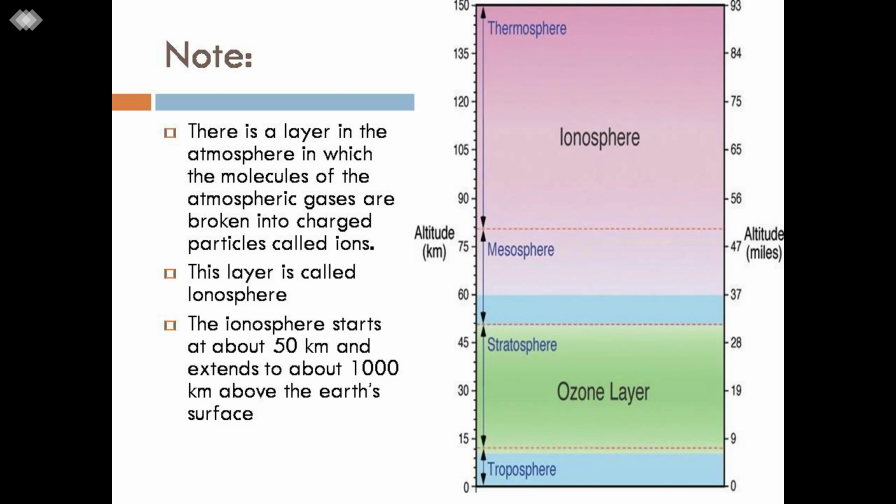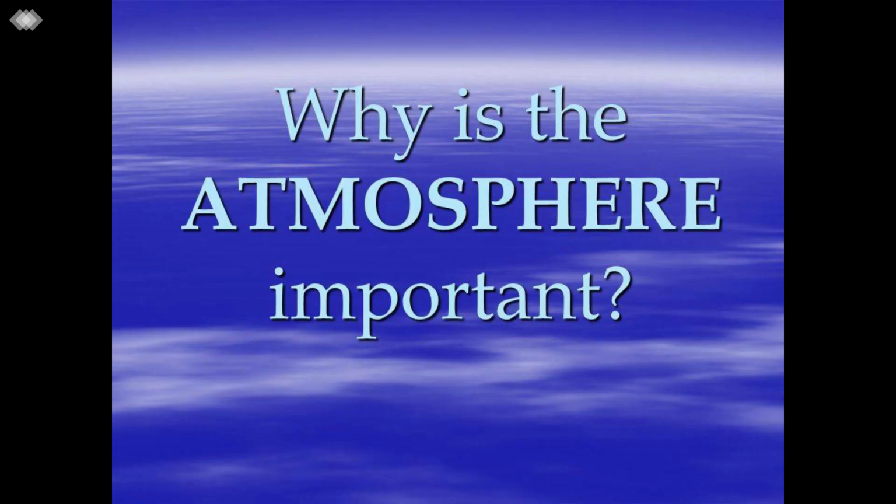However, ionization in the mesosphere largely ceases during the night. So, auroras are normally seen only in the thermosphere and lower exosphere. Generally, it reflects or sends back radio waves towards the Earth and thus helps in radio transmission. So, my dear students, now in this presentation, you will learn about why the atmosphere is important to our life.